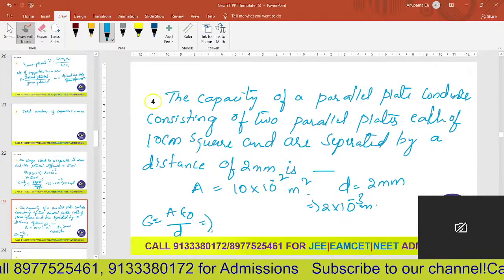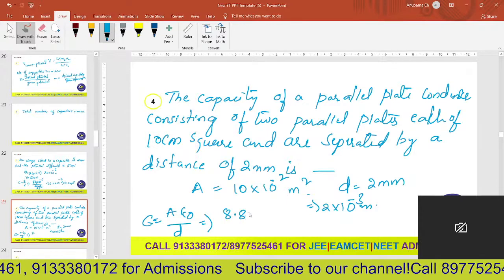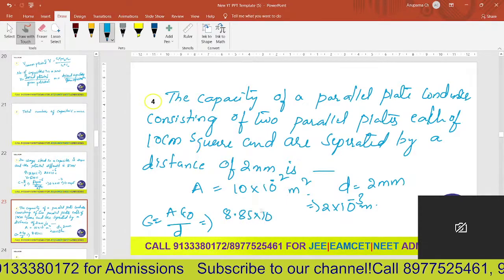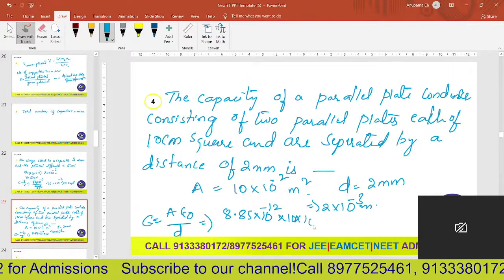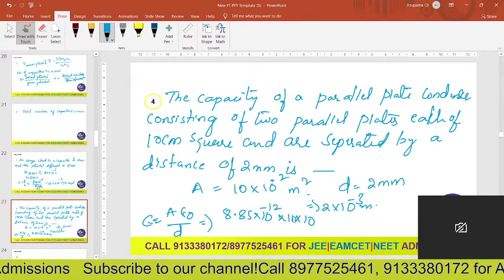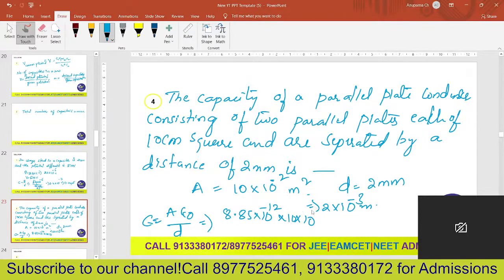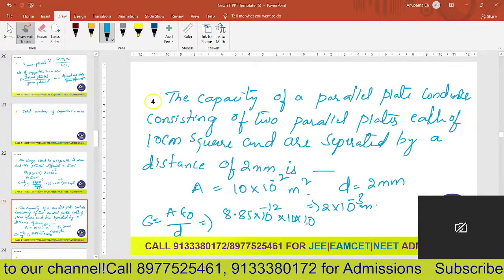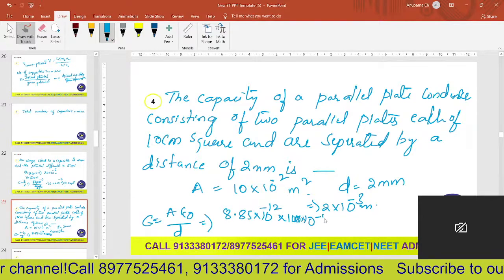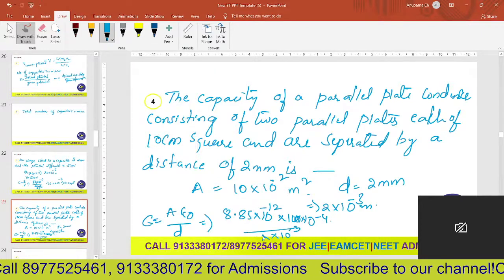What's the epsilon naught value? You know this? That is 8.85 into 10 power minus 12, isn't it? 10 into 10 power minus, this is 10 power minus 2, square, no? Oh, yeah, sorry, this is 10 power minus 4. So 100 into 10 power minus 4 by 2 into 10 power minus 3.